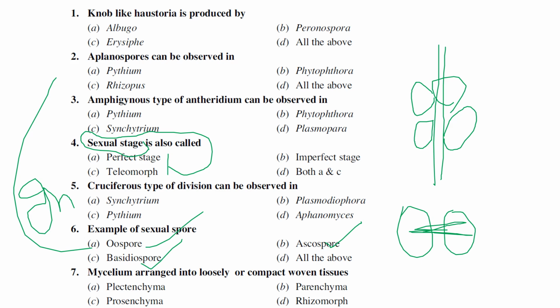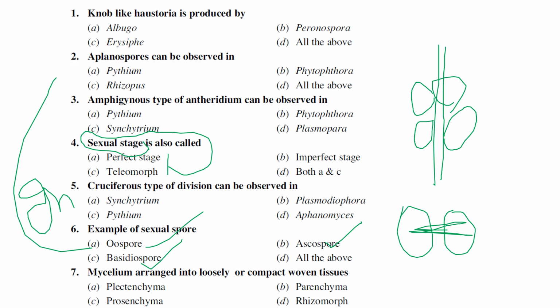I repeat, diploid, 2n condition, sexual, resting spore. They will take rest and survive in unfavorable conditions, like a resting spore, for your understanding. The next one: ascospores and basidiospores are haploid non-resting spores.